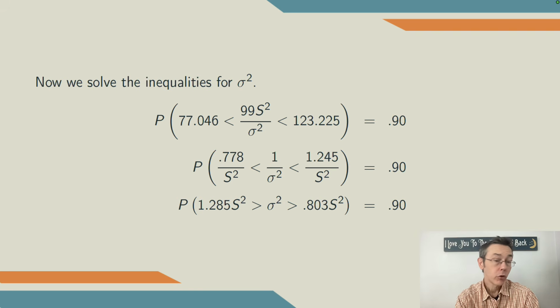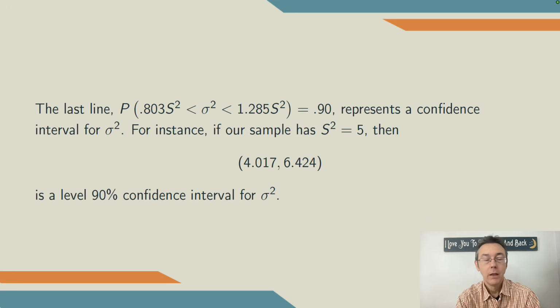I'm going to then turn around all the inequalities so this actually looks a bit more like a confidence interval. I'm getting the probability that 0.803 s squared is less than sigma squared is less than 1.285 s squared is 90%. And so those two endpoints that we're seeing there to the left and right of sigma squared are going to represent our confidence interval.